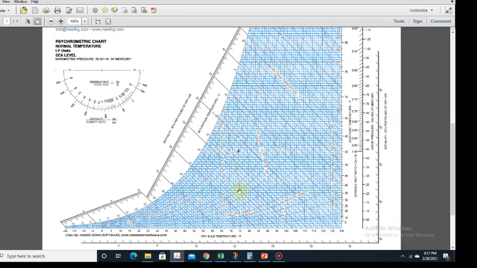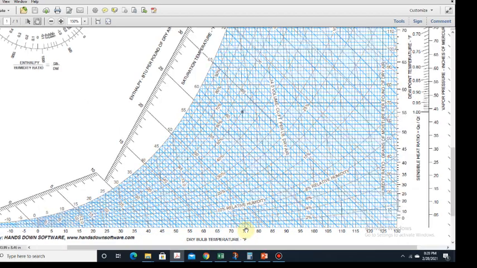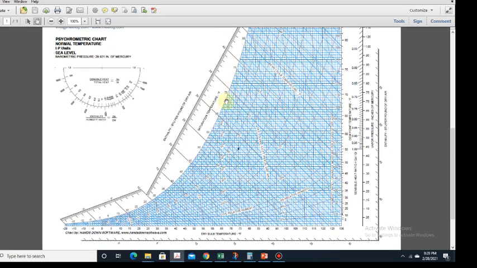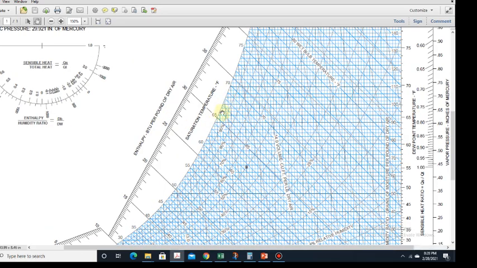So let's see an example. Suppose you have an indoor design condition of 75 degrees Fahrenheit dry bulb temperature, and we know the relative humidity we maintain is 50%. At this temperature of 75 degrees Fahrenheit, I did not tell you about these curves for the relative humidity: 10, 20, 30, 40, 50, 60, 70, 80, and here it is 100. This last line is the saturation line.